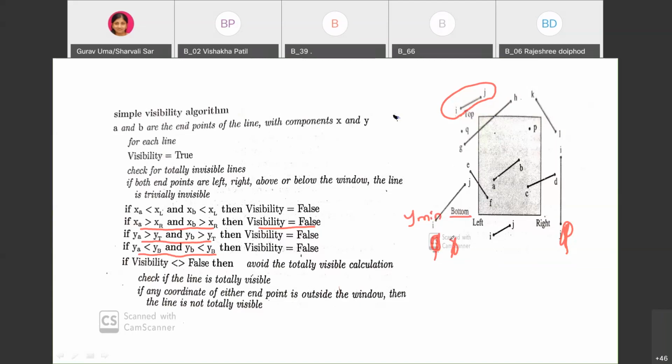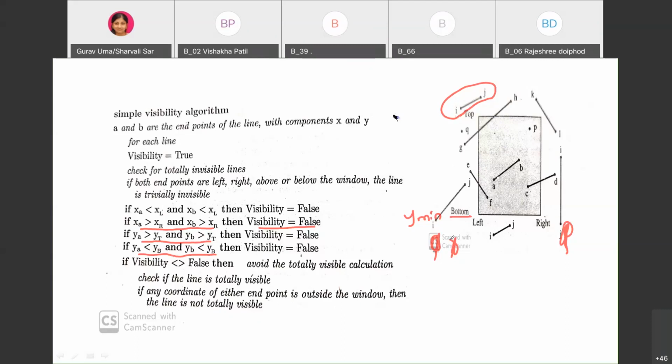Now see the next point of the algorithm. If visibility is false, then avoid the totally visible calculation. Means if the visibility is false, we have to avoid those lines. Now check if the line is totally visible. Those lines which are totally visible, we have to consider.